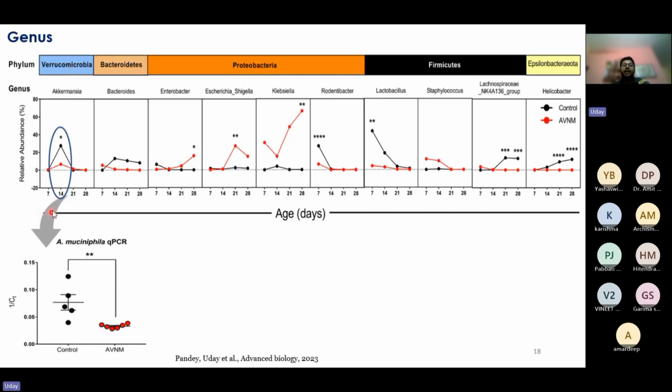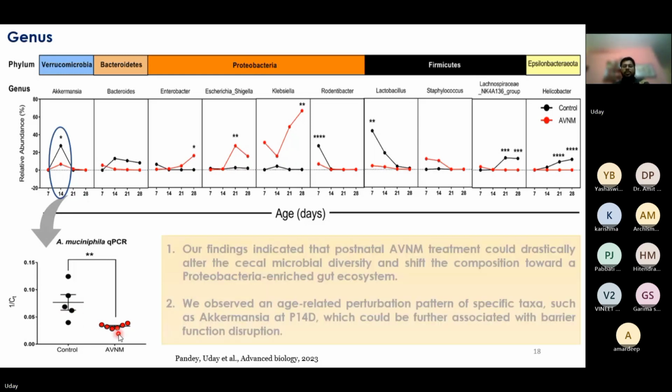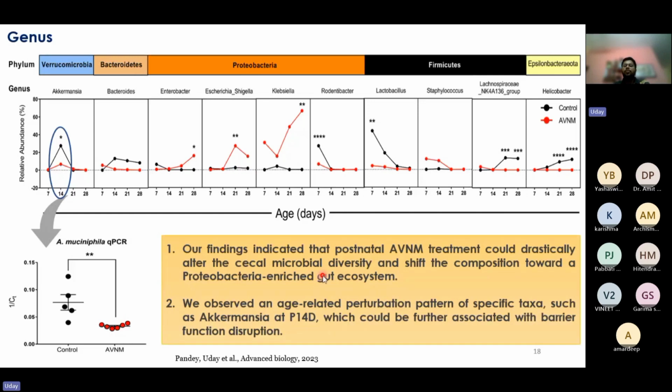Then we further validated the Akkermansia population, because this is an NGS study, so we have to validate it. We did a qPCR based analysis with a particular gene sequence targeting Akkermansia. And we found that yes, their total absolute abundance is also decreasing in the AVNM group. So from here, our findings indicate the postnatal AVNM treatment could drastically alter the fecal microbial diversity and shift the composition to a Proteobacteria enriched gut ecosystem. And another thing is that postnatal 14 day could be an important period where the Akkermansia population is high.